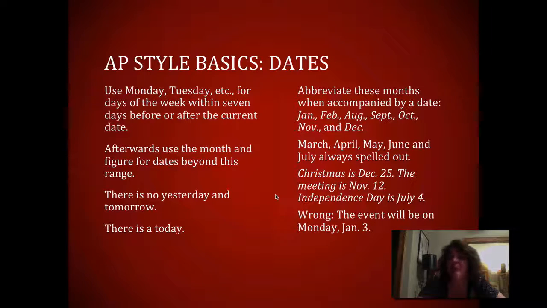But we have to think about how we abbreviate months. If something goes beyond a week, we're going to use the day of the month. And so instead of saying the following Tuesday or whatever, we would say July 22nd or September 5th or whatever it would involve. We're going to abbreviate these months if they have a date with them: January, February, August, September, October, November, and December. March, April, May, June, and July are always spelled out. We never abbreviate them, whether or not they have a date with them.